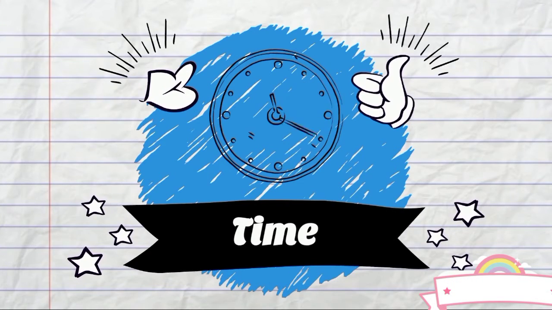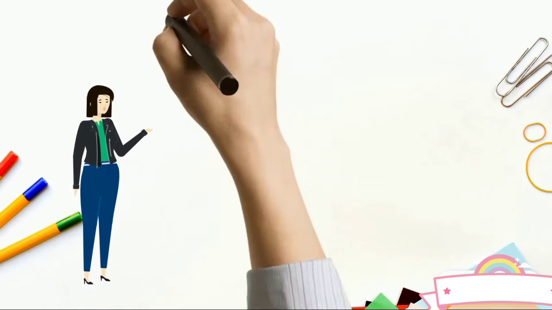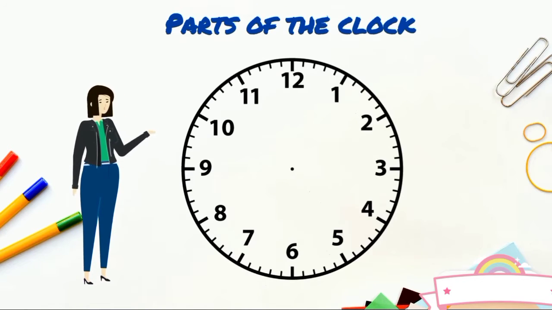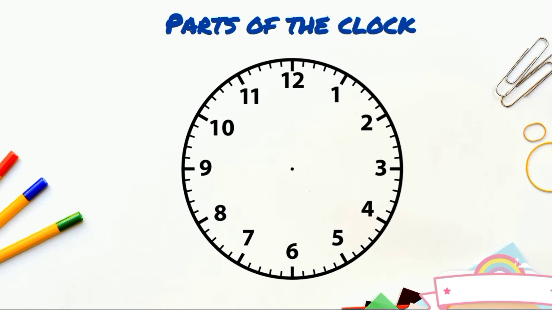Welcome back. Today we are going to learn about time. Before we can learn how to tell the time, we need to look at the different parts of the clock. The part of the clock where the numbers are is called the face of the clock, just like we have a face. Then you get the different hands of the clock. The long hand of the clock is called the minute hand. It takes a whole hour to move all the way around the clock.